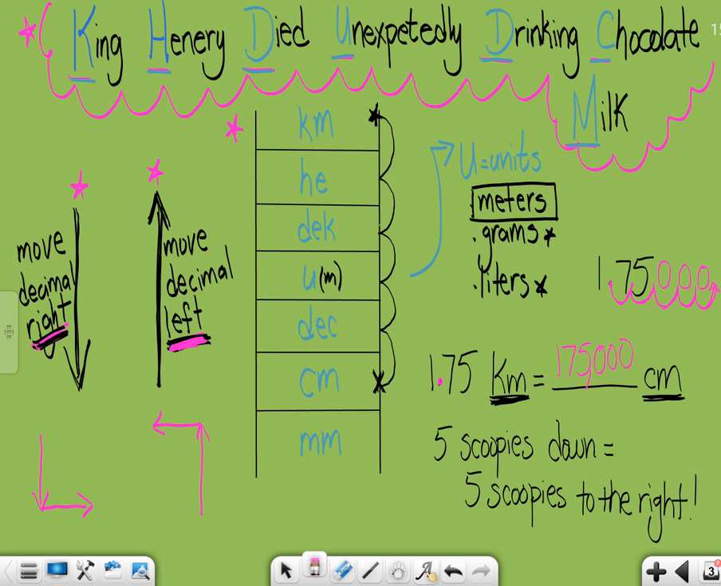So 1.75 kilometers is equal to 175,000 centimeters. Okay, do you see how we got that? We went from our initial decimal, we went 5 Scoobies to the right, because we went 5 Scoobies down the ladder to end up with this value. Okay, the only new part of this question, the reason I did this, is because sometimes you will have these empty Scoobies. You just have to add zeros anytime you have empty Scoobies.